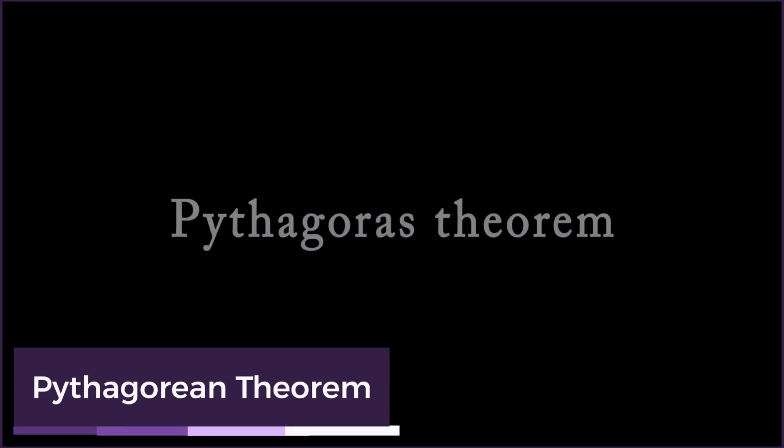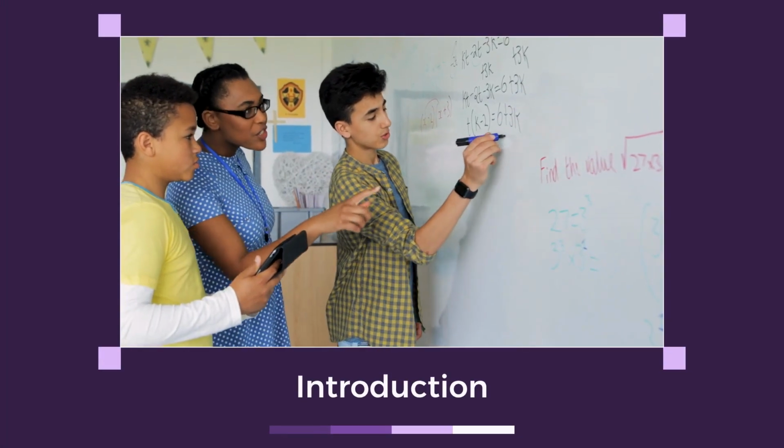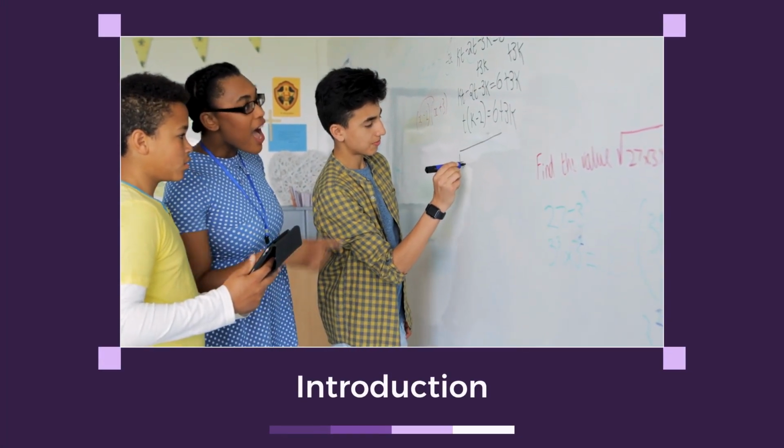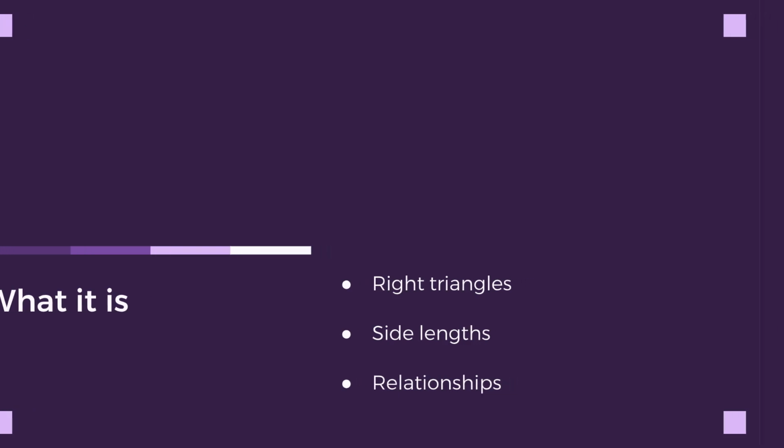Welcome to our lesson on the Pythagorean theorem, a fundamental concept in geometry. Today, we'll dive into what the Pythagorean theorem is and how it's used to solve real-world problems. The Pythagorean theorem describes the relationship between the three sides of a right-angled triangle. It's a cornerstone for understanding distances and angles.